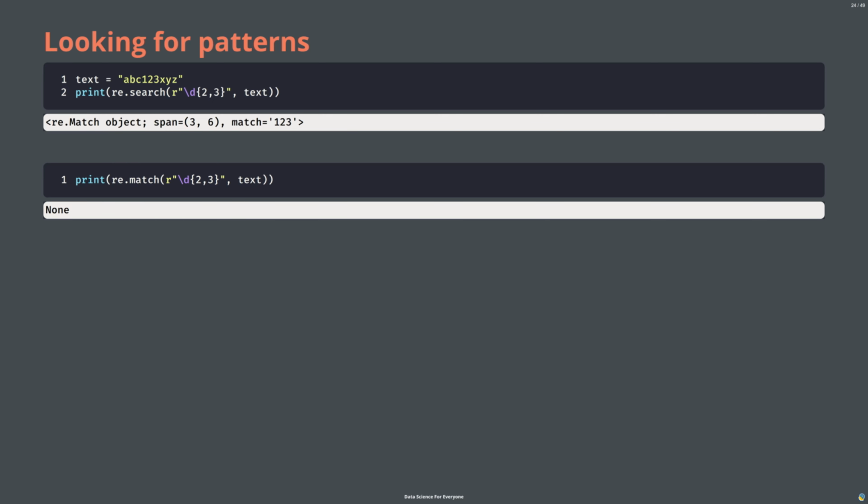While search scans through the whole string to find a match, the match method only checks at the very beginning of the string. In this example, we see that search was able to find the numbers 1, 2, 3, but match was not able to, since 1, 2, 3 is not at the beginning of the string.